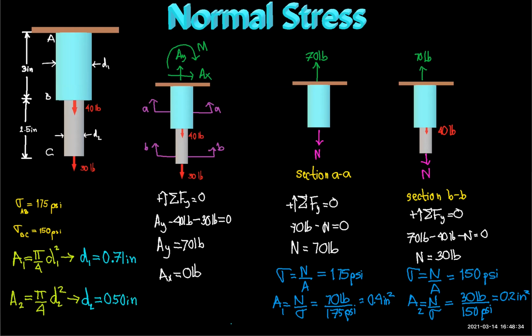Since we know we have cylindrical rods, we know that the cross-sectional area we are interested in is the area of a circle. In this case, by definition, the area of a circle is pi over 4 times the diameter squared. And then from there, we are able to find the diameters since we already have found the area. From there, we found that the minimum diameter of rod AB is 0.71 inches and that the minimum diameter for rod BC is 0.50 inches. That will be our final answer.